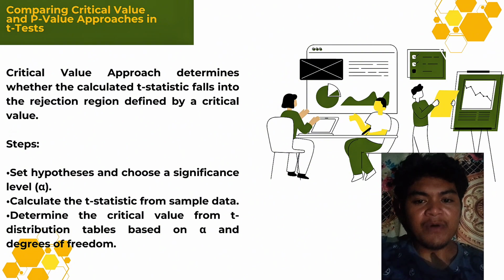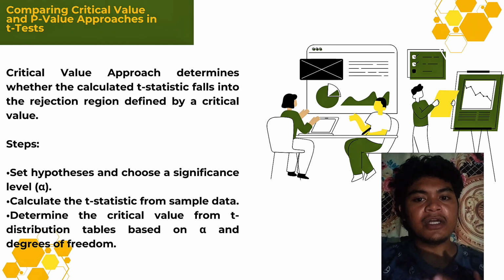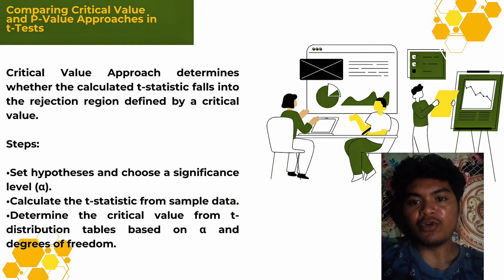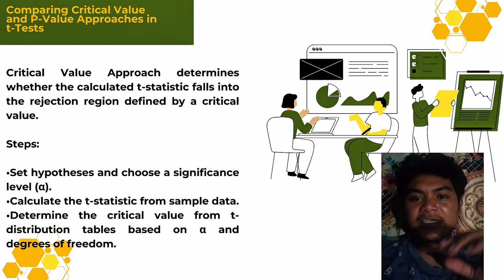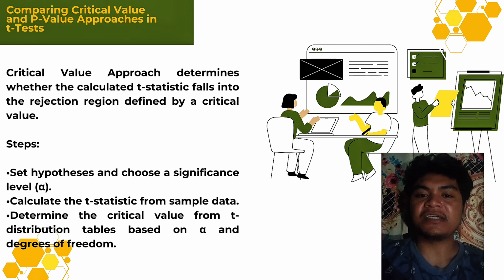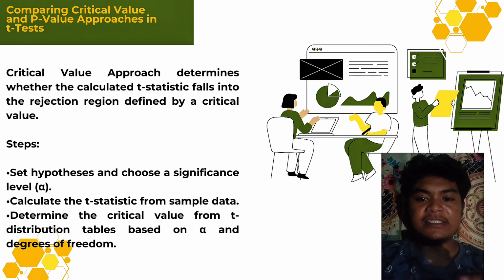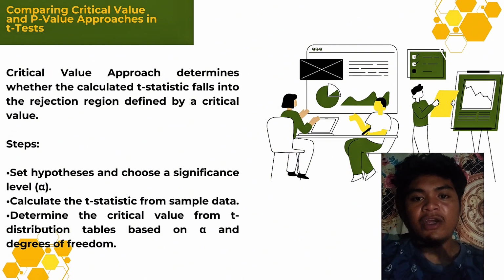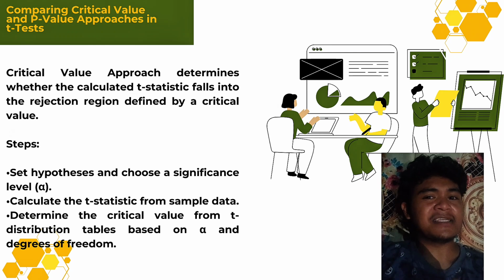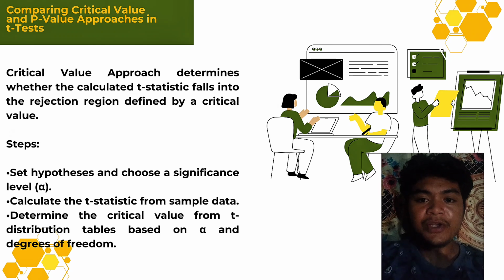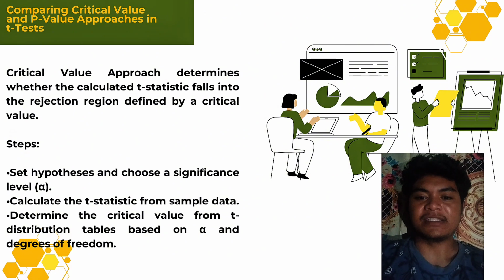Then the p-value approach calculates the probability of obtaining a test statistic as extreme as the observed one, assuming the null hypothesis is true. The steps are: set the hypotheses and choose a significance level alpha, then calculate the t-statistic from sample data. Also, determine the p-value corresponding to the t-statistic.